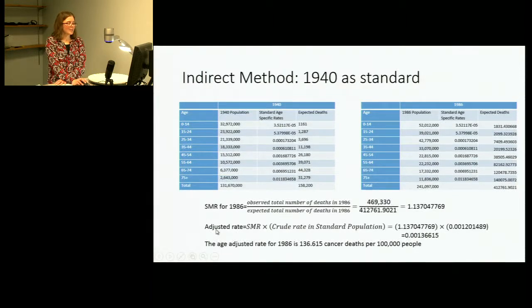Now, when I use this to calculate the adjusted rate, I again take the standardized mortality ratio, multiply it by the crude rate in the standard population. So there's my standardized mortality ratio. Here's the crude rate in 1940, because that was my standard, and I get this age-adjusted rate. So the age-adjusted cancer death rate in 1986 is 136.615 cancer deaths per 100,000 people.